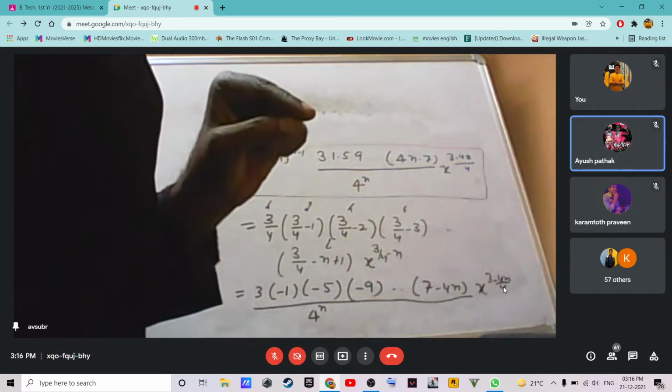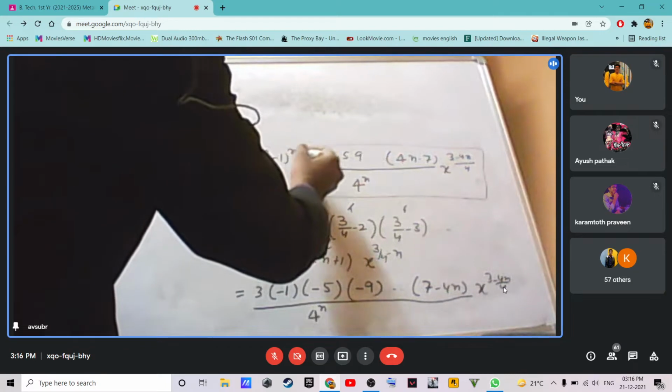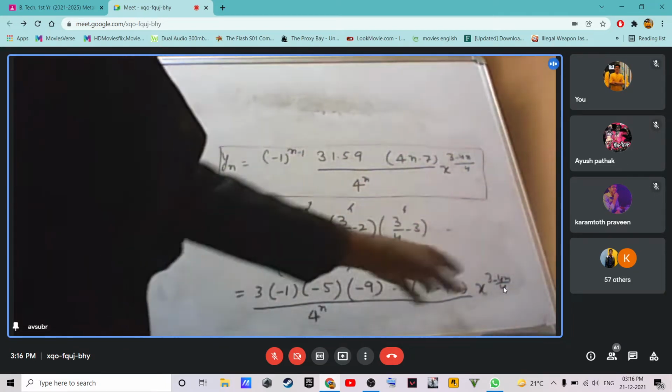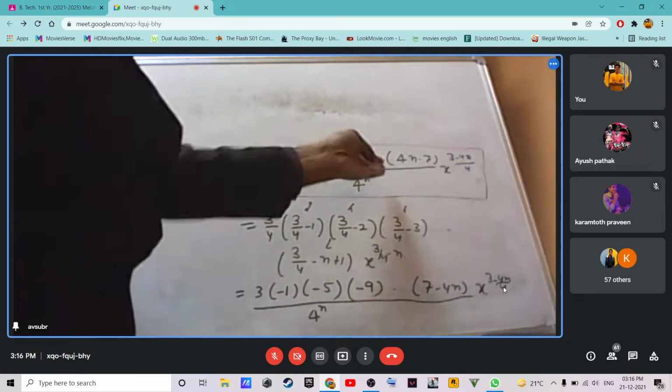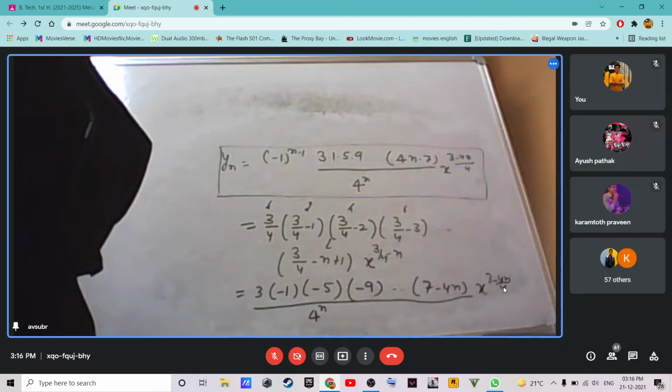So that is why it is minus 1 to the power n minus 1, and the rest are 3, 1, 5, 9 and so on. That is what I have written. Clear? Any doubts?